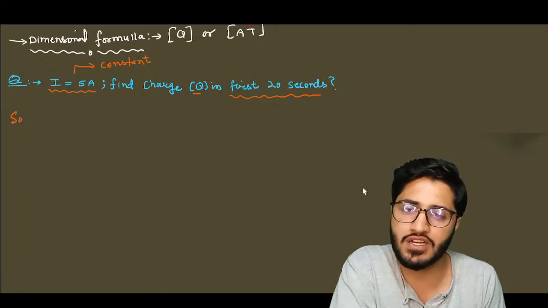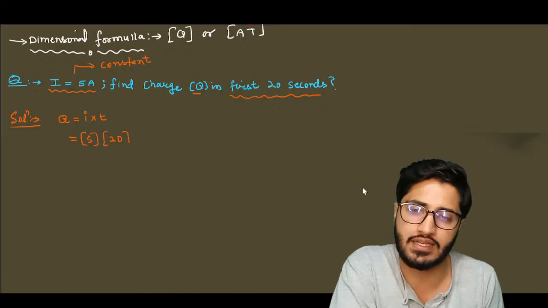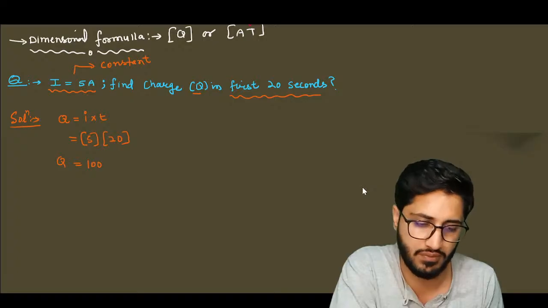So which equation can I use here? Charge equals current into time. Simple. Current is 5, time is 20. So I can write charge is equal to 5 into 20, it is 100 coulomb.